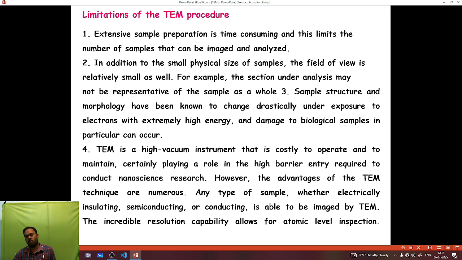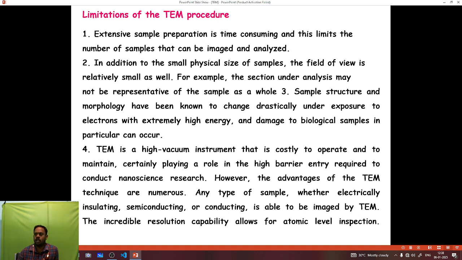Even though TEM has a lot of advantages, it has some limitations. It may not be applied for all types of samples. For example, organic samples or some biological samples cannot withstand the high energy electron beam. Once we pass the electron beam, the structure of the organic materials will be disturbed.